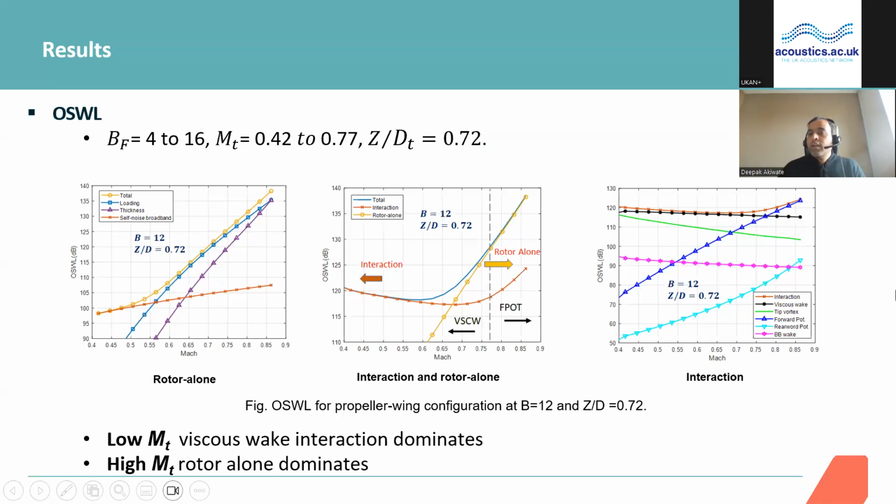So that's how at high tip speed the potential field is a dominant interaction noise source. But in this region, the rotor alone already dominates for a particular configuration of blade number. If you change the blade numbers, it may happen that the rotor alone noise goes down and the potential field may be the dominant noise source mechanism.